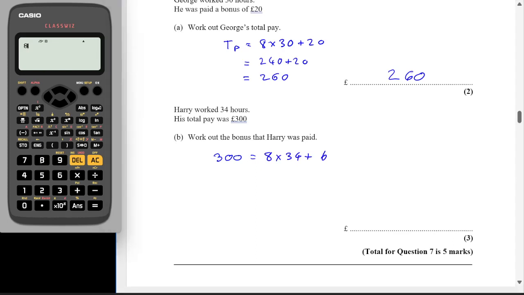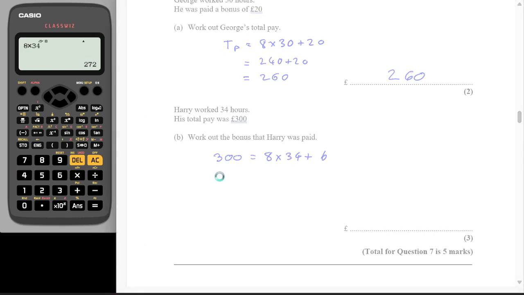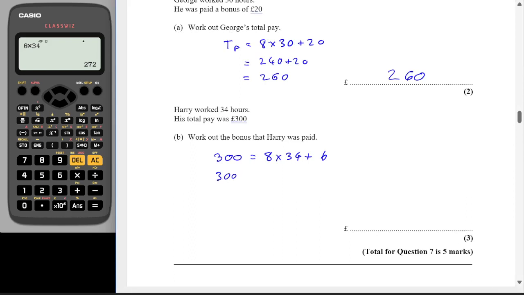So 8 times by 34 is 272, so 300 is going to be equal to 272 plus the bonus, so the bonus is going to be 300 minus 272, so 28 is equal to the bonus, so the bonus was £28.